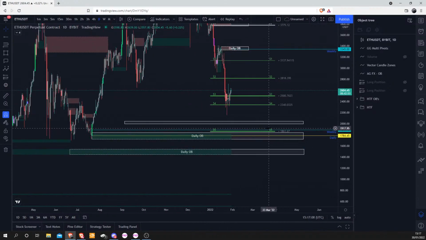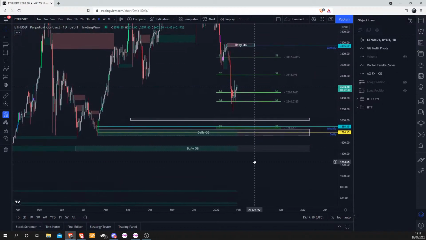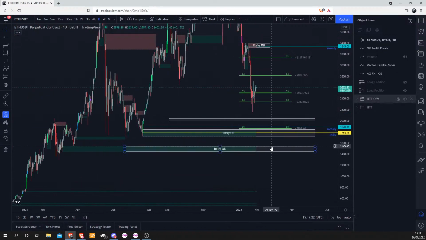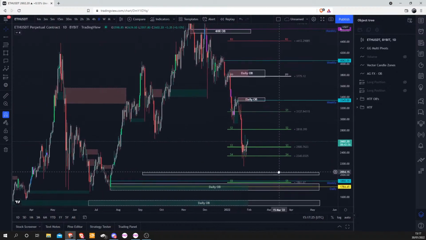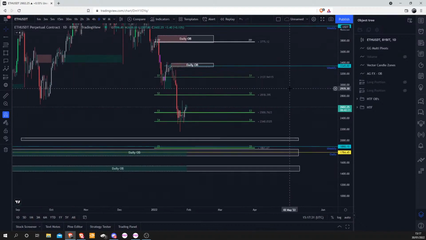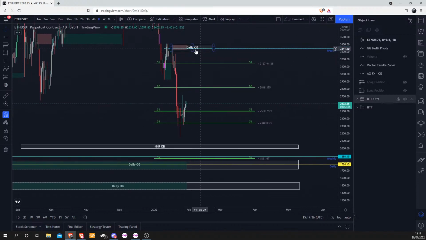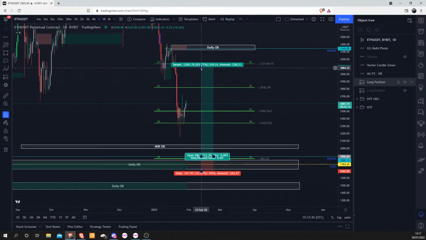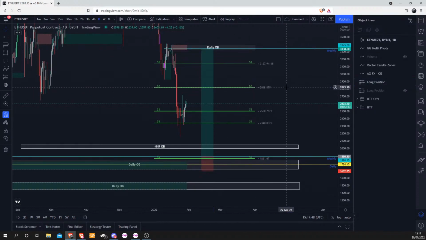I'd like that level. Obviously I'd want to monitor and see strength. I will not be catching any knives, not a chance. I still do like 1500 as a spot buy. Obviously this is important for the alts as well, but that's big resistance. If I was long on that, that'd be a monster trade.